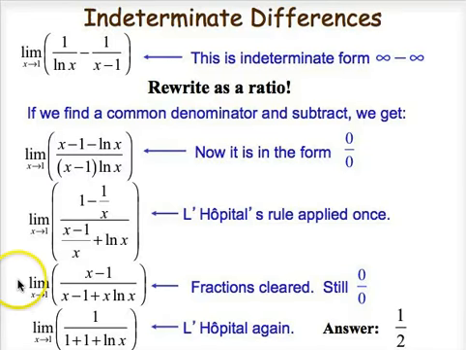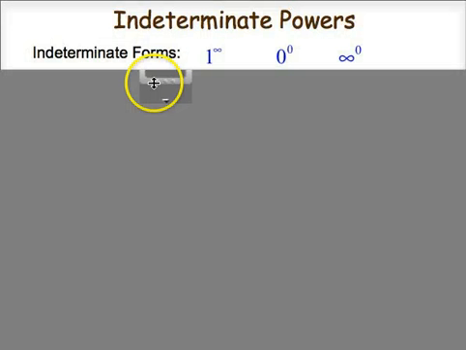To show you the process. Okay, we have a few more to look at. They are the power ones. So we have some more indeterminate forms: 1 to the infinity, 0 to the 0, and infinity to the 0. All three of those are indeterminate forms and are going to need a special process in order to evaluate their limits.